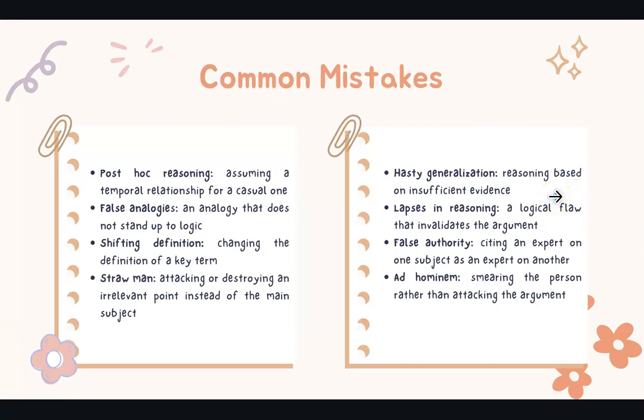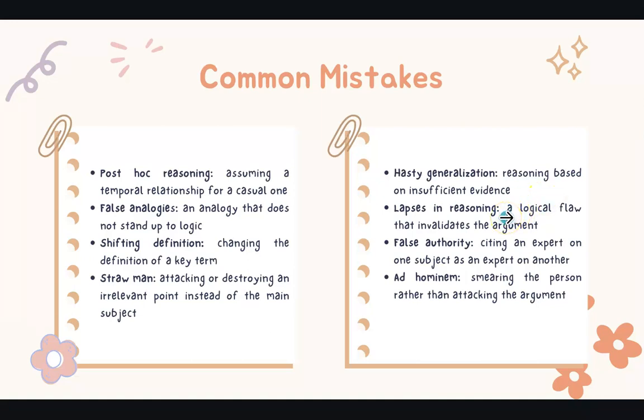So some common mistakes. Post hoc reasoning is a big one: assuming a temporal relationship for a causal one. That's very common. Another is shifting definition, changing the definition of a key term. That is very common. We think we read one thing and then it's actually another, and that can really misconstrue your entire argument or your entire paper.